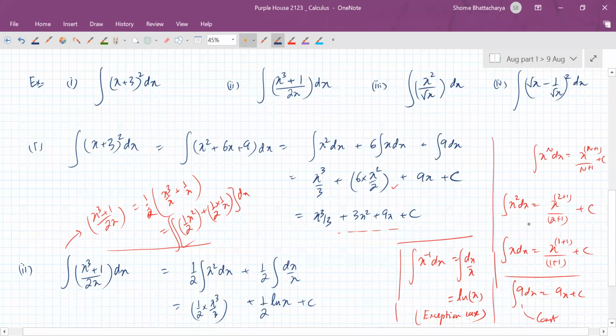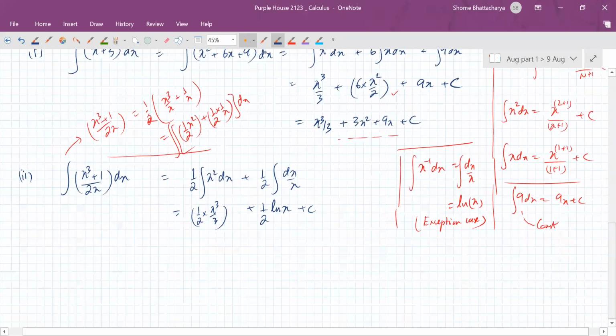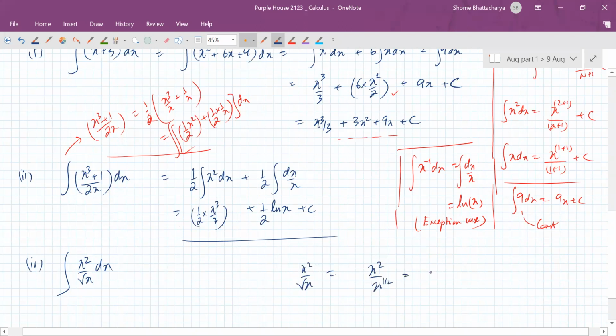Done, sir. And now, okay, let's come to the third one then. So the third one is actually a relatively simple question. You have to just simplify it one step. Write it as a single power of x by bringing this thing to the numerator. So x square by root x, we can write as x square upon x to the power half, which further we can write as x to the power 3 by 2. So from this step it becomes x to the power 3 by 2 dx.